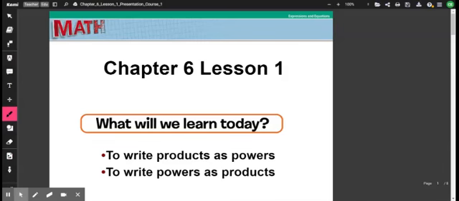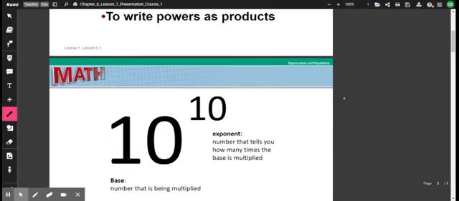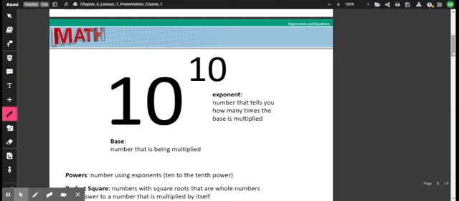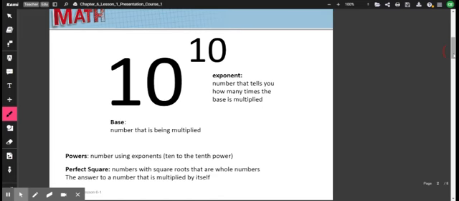So today we're going to be learning about how to write products as powers and how to write powers as products. All right, so if we are looking at page 434 in our McGraw-Hill book, we will see that we have how to write products as powers.